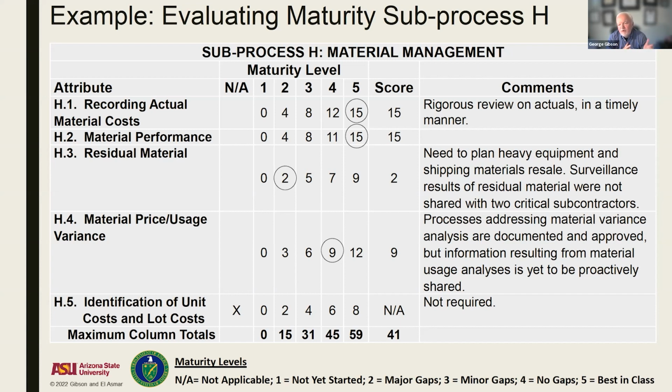Now, people ask me, well, where do the numbers come from? And again, they come from our workshops, and they stay the same, and they're basically associated with the columns. And so these are the scores that are associated with these 5 attributes: 15, 15, 2, 9, and actually 8.